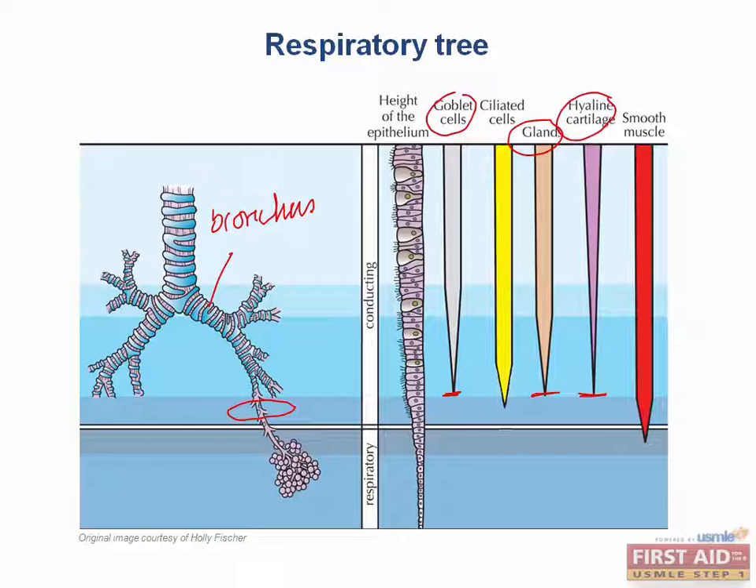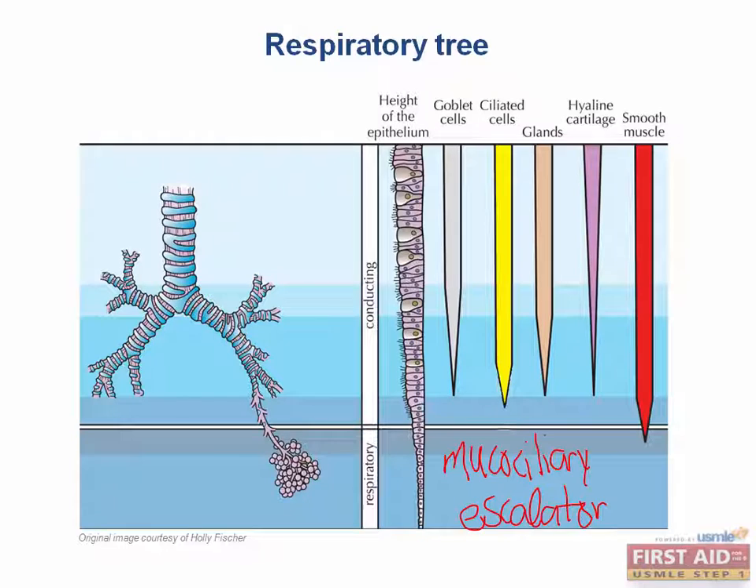Now, if you scan the entire image from left to right at the level of the terminal bronchioles, you'll see the only two columns still present at this level are the ciliated pseudostratified columnar cells, which extend to the beginning of the terminal bronchioles, and smooth muscle, which extends to the end of the terminal bronchioles. Again, the ciliated cells will help sweep out excess mucus produced by the goblet cells and glands just upstream. This process helps clear the lungs of mucus and debris that gets trapped in the lung tissue. Oftentimes, this is referred to as the mucociliary escalator.